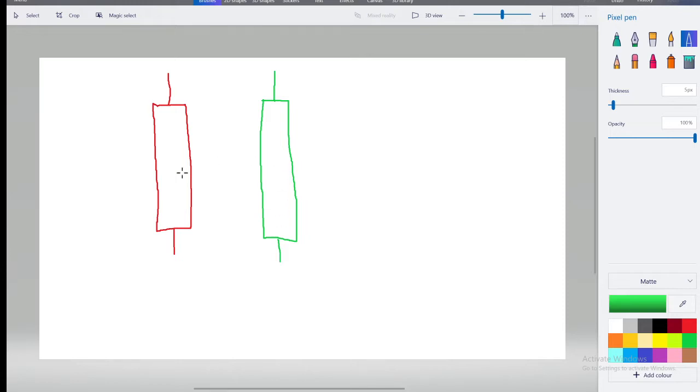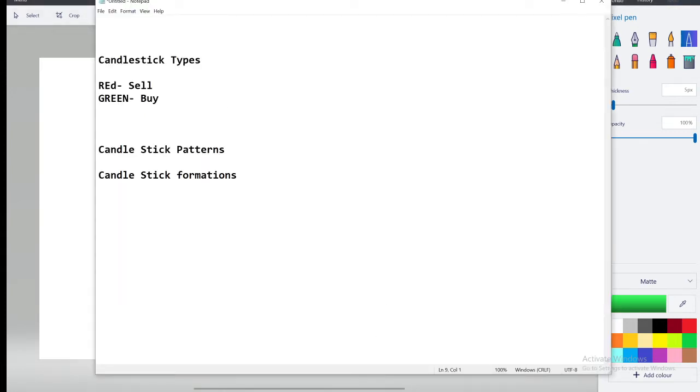So like I said, when you see the red candle, it means it's a sell. When you see the green candles, it means it's a buy. Right? Now, for parts of the candle, parts of the candlestick.